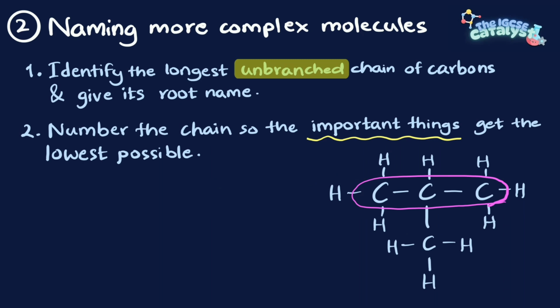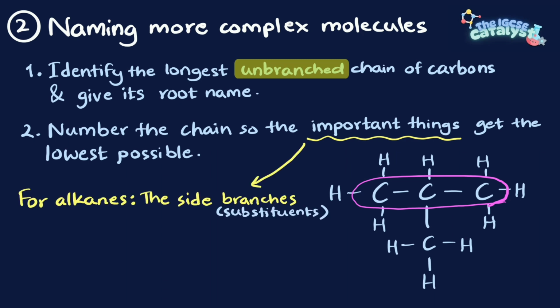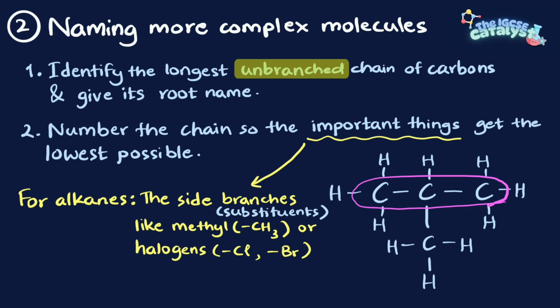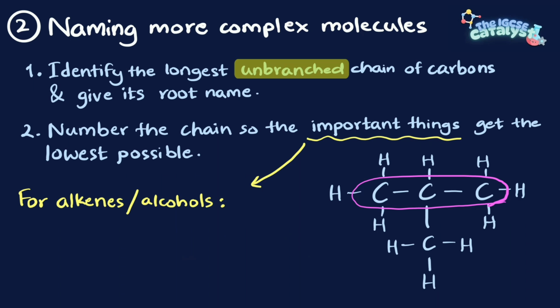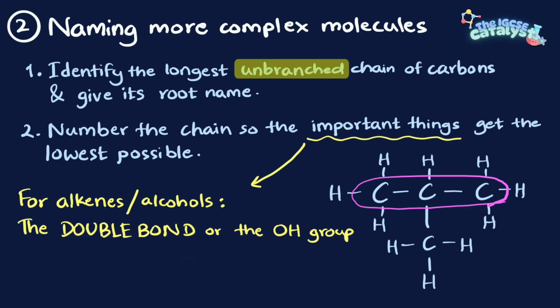The next step is to number the chain so that the important things get the lowest possible number. What are the important things we are talking about? For alkanes, these will be the side branches, in other words, substituents, like the methyl group or halogens. For alkenes and alcohols, these will be the double bond or the OH group. In other words, the functional groups have to get the lowest possible number when numbering the straight carbon chain.